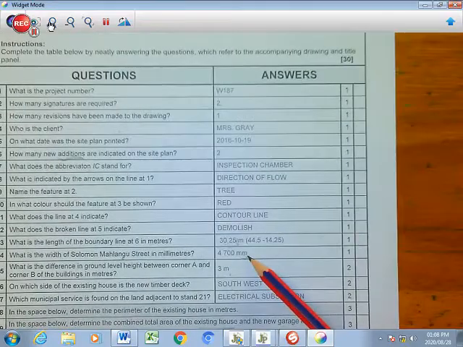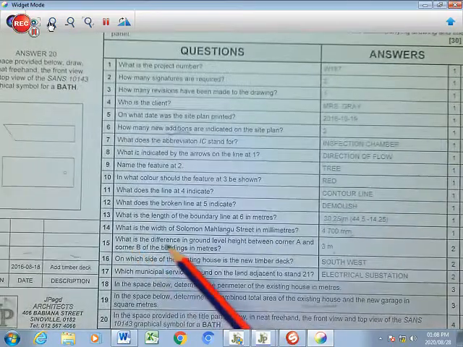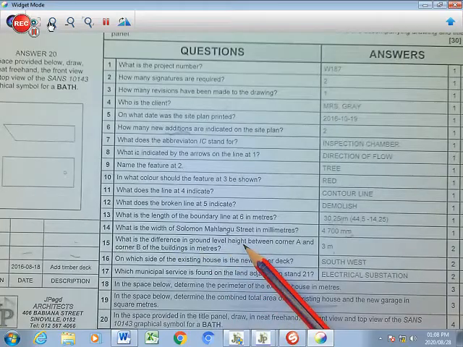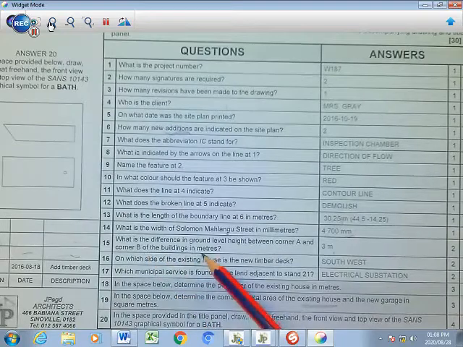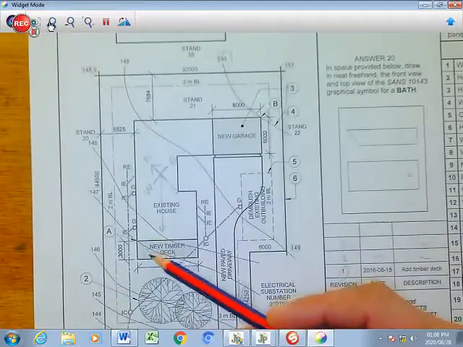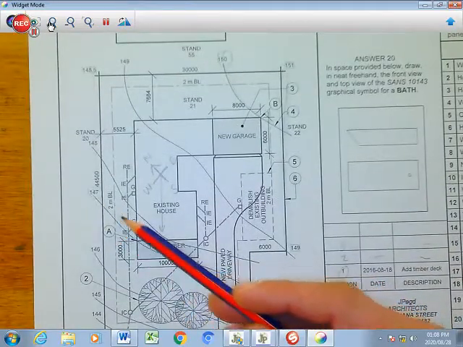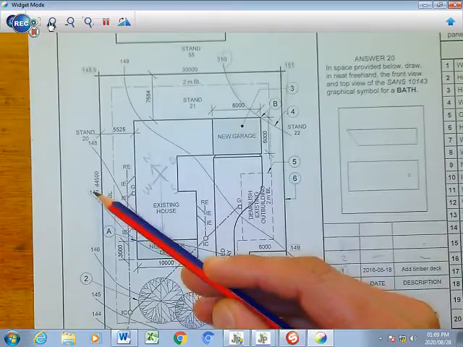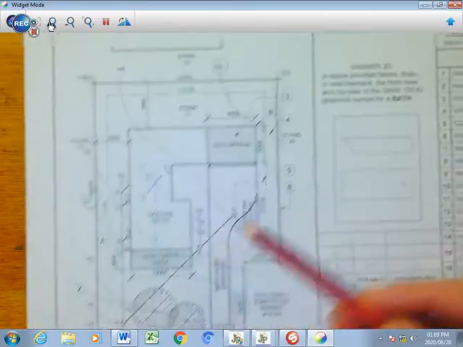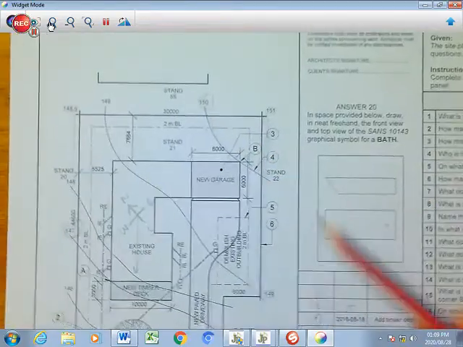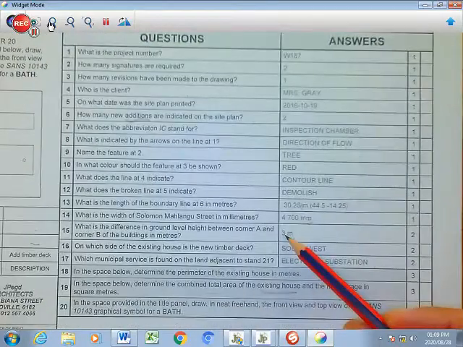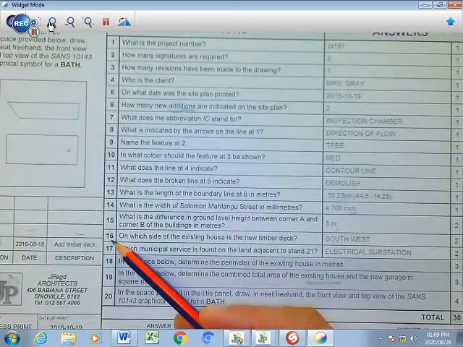Okay, and then what is the difference in ground level height between corner A and corner B of the building in meters? So you're going to go to corner A, which is there. Corner A refers to that over there, and there's a contour line that runs like, and that contour line is 147, and B, there's a contour line here, which is 150, and the difference will be then 3 meters as you see it there. Okay, and then we have number 16.